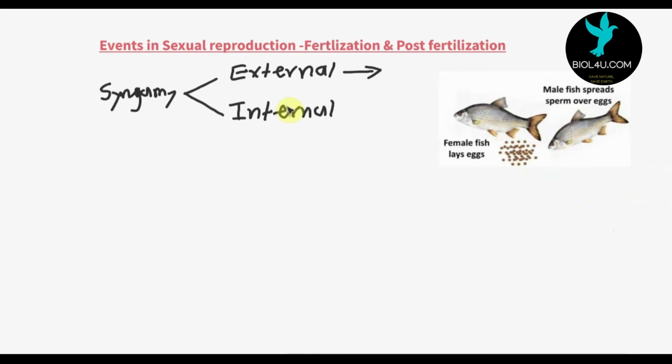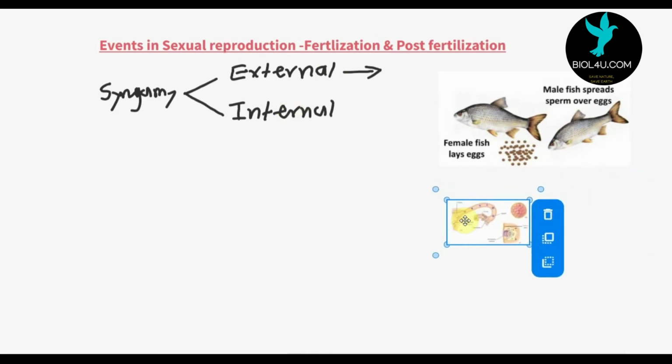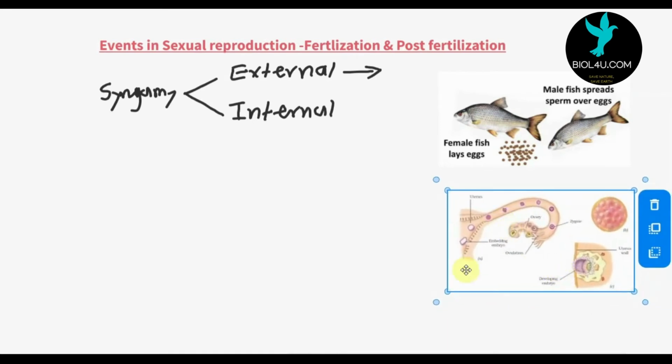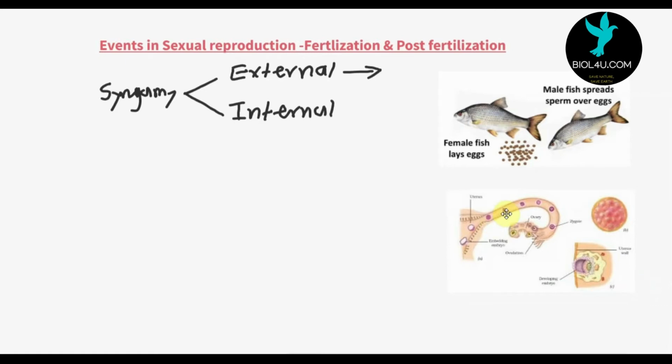Then what happens in the internal fertilization? I will take one example in the case of the human. See here, this is the fallopian tube. In the fallopian tube, fertilization takes place. So here the fertilization takes place inside the body, that is in the fallopian tube. So it is known as the internal fertilization.